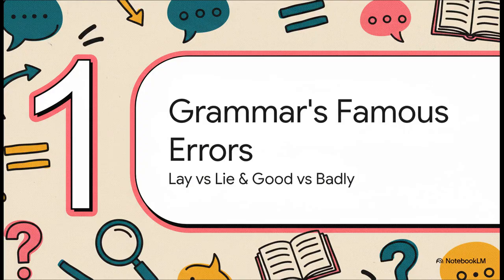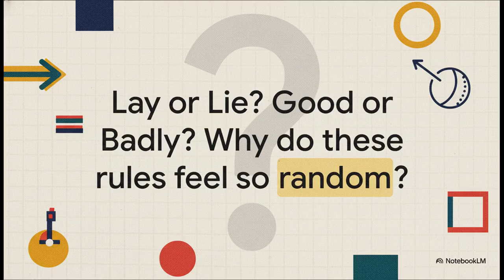All right, so let's dive right in by looking at the errors that trip up pretty much everyone. I'm talking native speakers, new learners, everybody. These are the greatest hits of grammar mistakes. So should you lay down or lie down? Do you feel good or do you feel badly? It can feel like you're just guessing, right? But these aren't random rules at all. They're actually clues. They're pointing to a much simpler, way more logical system that's hiding just under the surface.